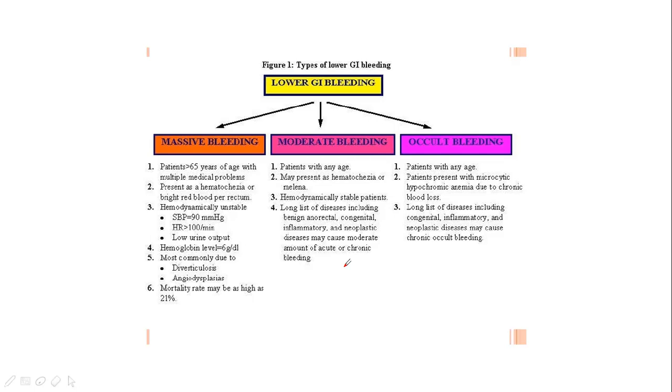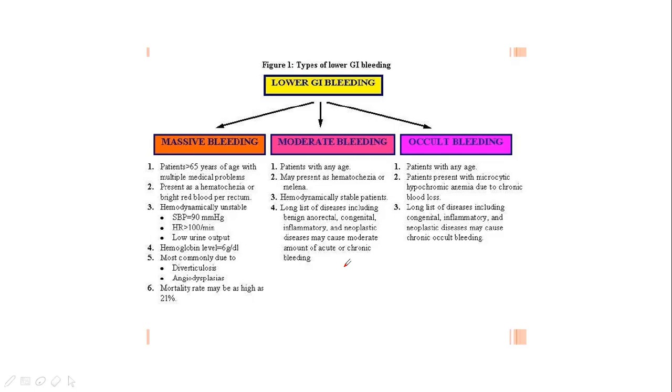If you're talking about moderate bleeding, the patient could be of any age, more than 65 or younger. The patient presents with hematochezia or melena. Hemodynamically the patient would be stable because it's moderate bleeding, and there is a long list of diseases including benign anorectal, congenital, inflammatory, and neoplastic disease, causing moderate amounts of acute and chronic bleeding. Occult bleeding can occur at any age; the patient presents with a microcytic hypochromic anemia due to chronic blood loss. A long list of diseases including congenital, inflammatory, and neoplastic disease may cause occult bleeding.